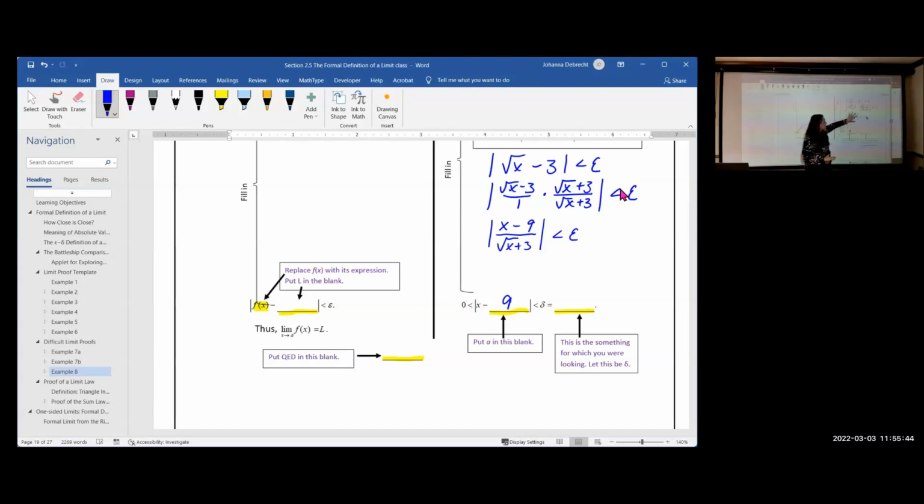And I'm going to think about this as being a fraction less than epsilon. And I want to trap this x minus 9 less than epsilon. So when I think about this as a fraction, I need to think about what would make that fraction be the largest possible value. And remember, x is getting close to 9, which is our a value. So we don't have to worry about a negative under the radical. That's not going to happen. X is getting close to 9.